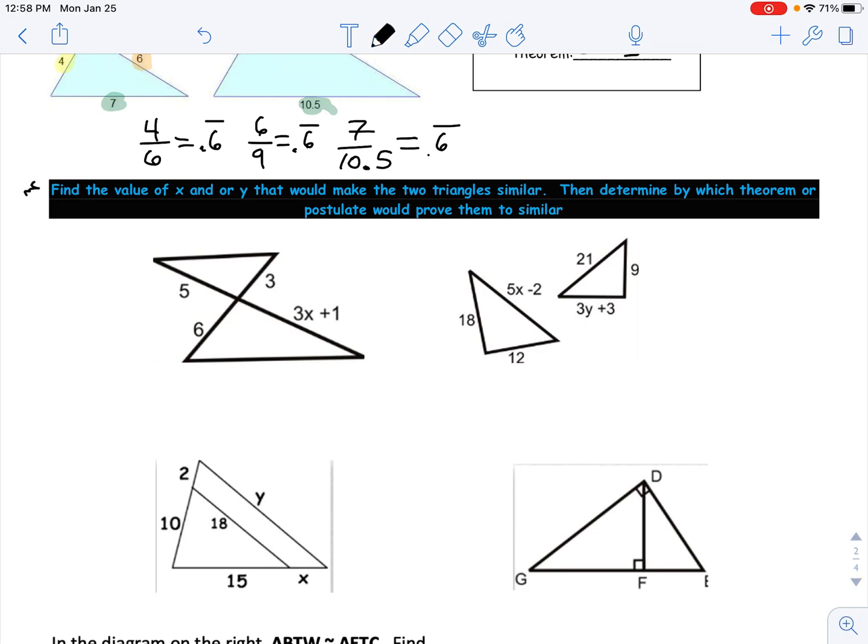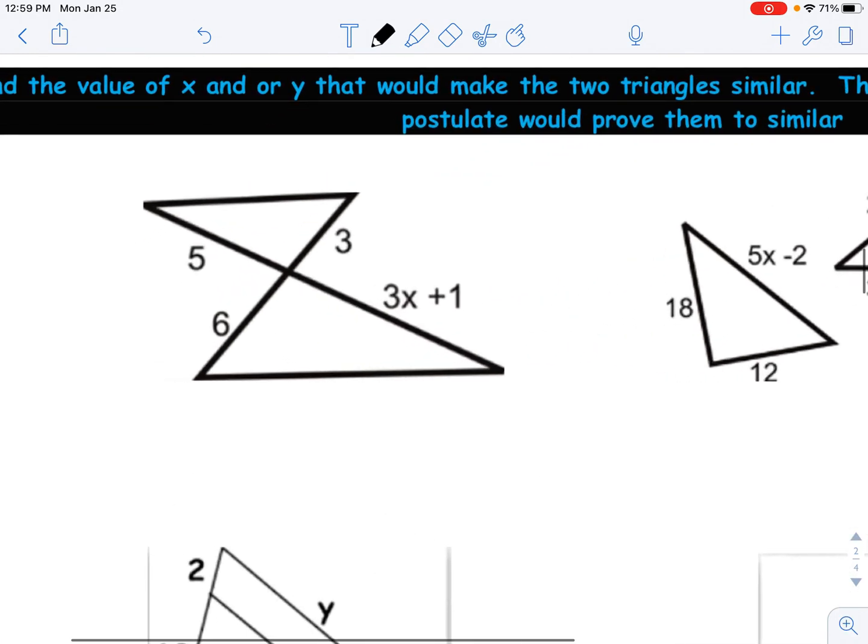Okay, so now in this next set of problems, we're going to find the value of x and/or y that would make the two triangles similar, then determine by which theorem or postulate would prove them to be similar. So what do I mean by that? Well, we got these two triangles right here.